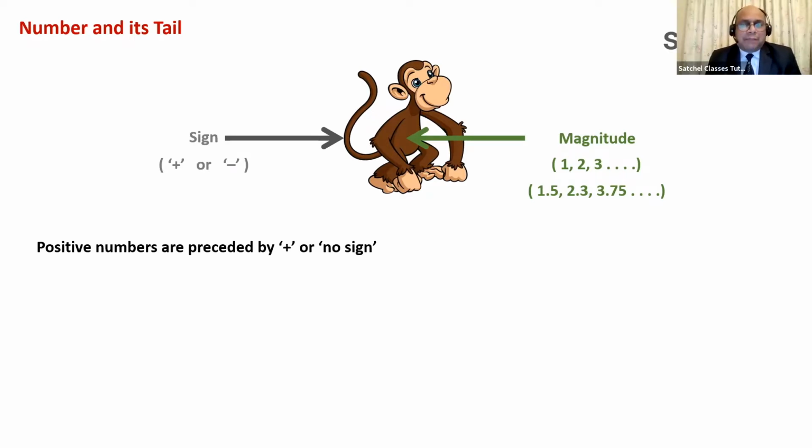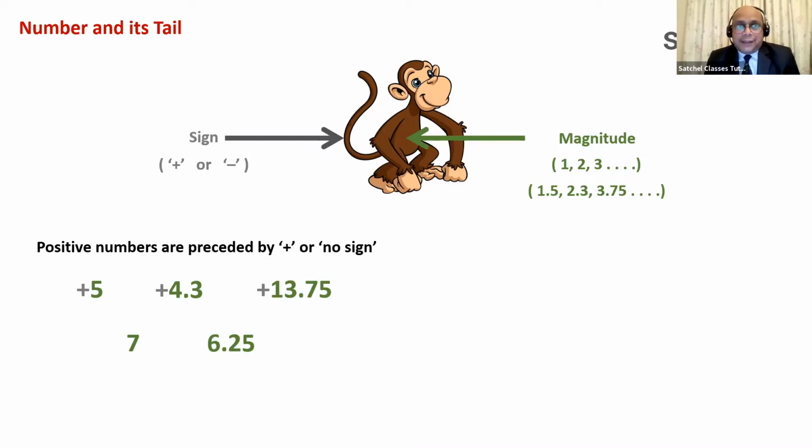Positive numbers are preceded by a plus sign or sometimes no sign. So some numbers have no tail, but that's again a positive number. A number without a tail, as in no sign before it, is still a positive number. So positive numbers are preceded by a plus sign or no sign. Examples of positive numbers are plus 5, plus 4.3, plus 13.75, or simply without any sign, 7, 6.25. All of these are positive numbers.